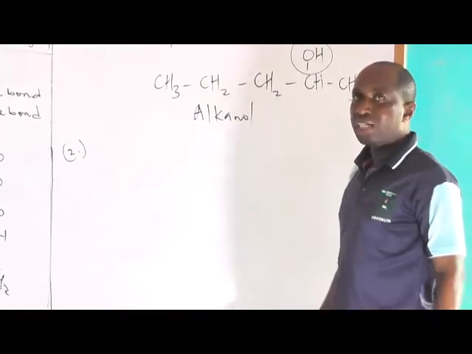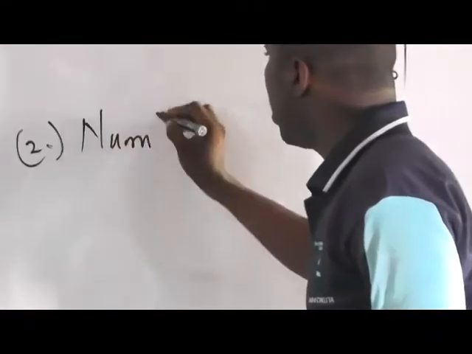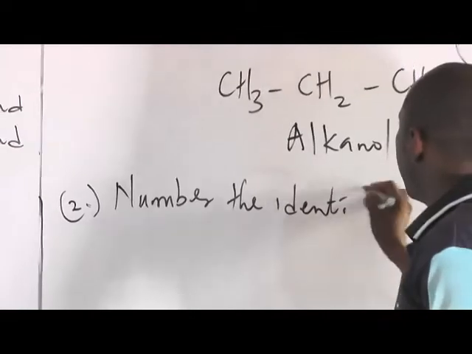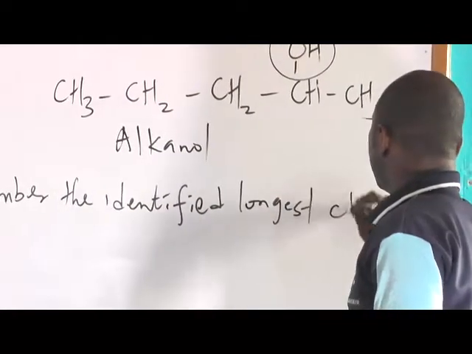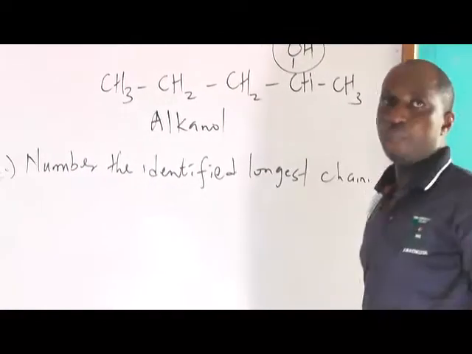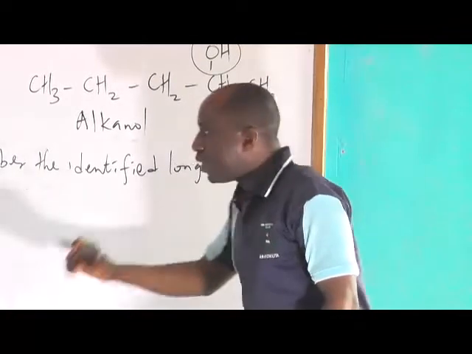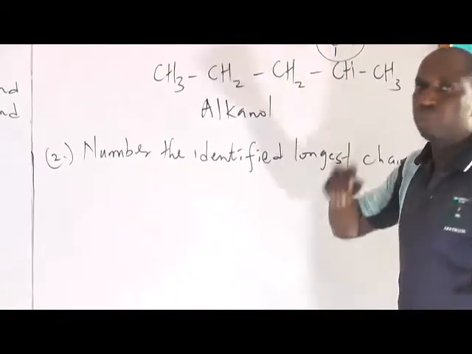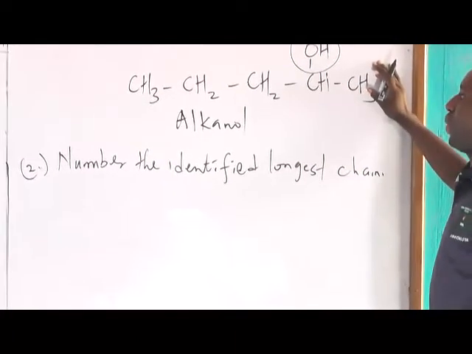is to number the identified longest chain. You number the identified longest chain of carbon in the compound. And when you are numbering, your numbering must favor the side that's very close to the functional group that is present in the compound. Take for example now, look at this compound now.